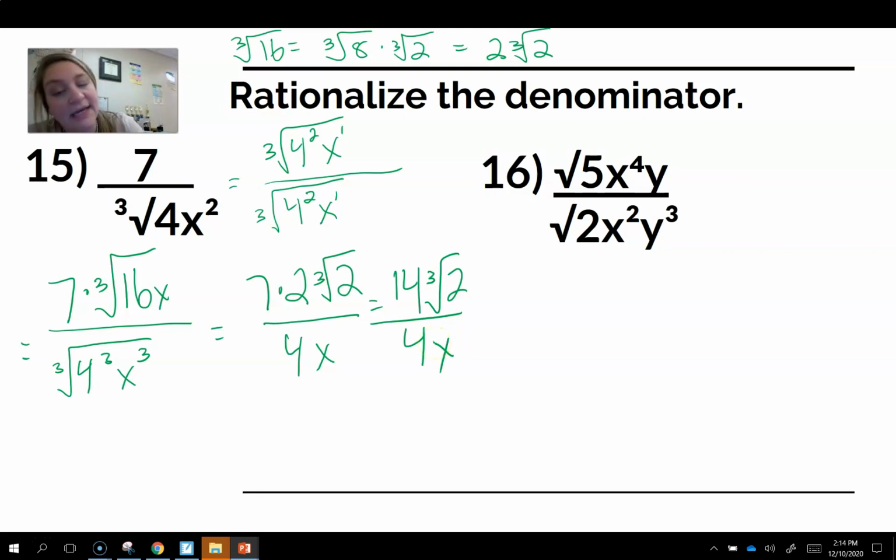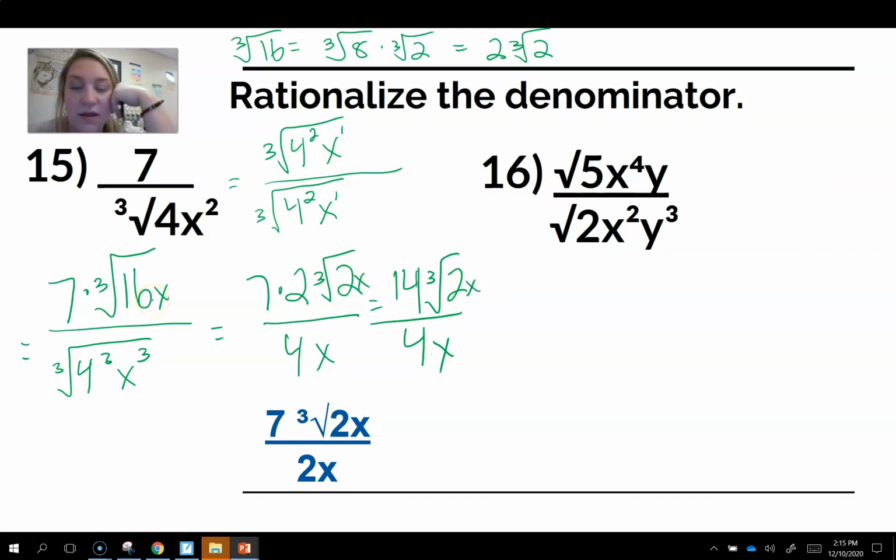And then last but not least, I know this is a lot, 14 over 4 simplifies to be 7 over 2. So that becomes 7 cube root 2x. Oh, there is an x. Sorry, there was an x there with my 16. Over 2x. The reason why the x's don't cancel is because one of them's in a radical and one of them's not. So I can't put those together. What I simplified was the 14 and the 4 because they were both outside of the radical symbol.